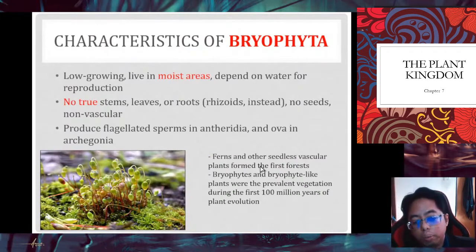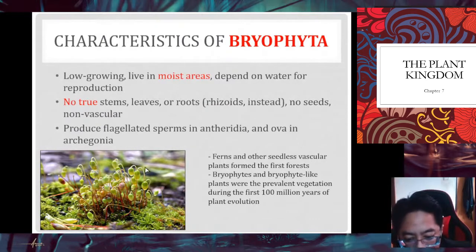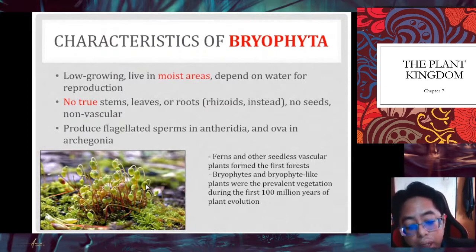Okay. So Bryophyta would be low growing, live in moist areas, and depend on water. If you look at them, okay, they don't have leaves, don't have stems, don't have roots, no seeds, and there's no xylem or phloem. So if you look at the structure, okay, this structure is what we call the gametophyte. Okay, growing from the diploid body, which is called the sporophyte. So what you can see here within these things are the gametes being created.